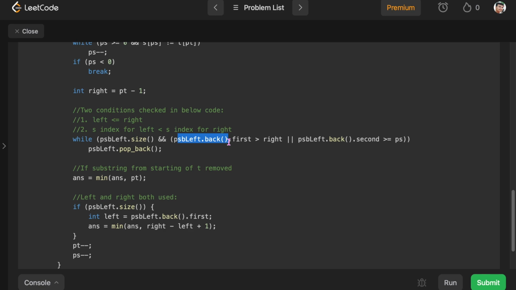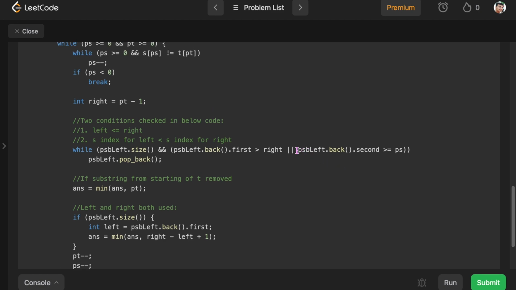Why are we taking the largest left? Because we want our left to be closer to the right so that we can minimize our answer. So this is the largest left. If this is greater than right, then we do pop back. Or if the s index for left is greater than or equal to the s index for right, that is the s indices for left and right are overlapping, then in that case also we do a pop back. Now since we have done the pop back, the possible left at the end of the possible left array is the best left which we can take.